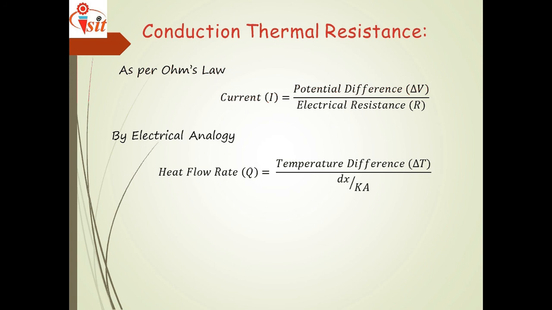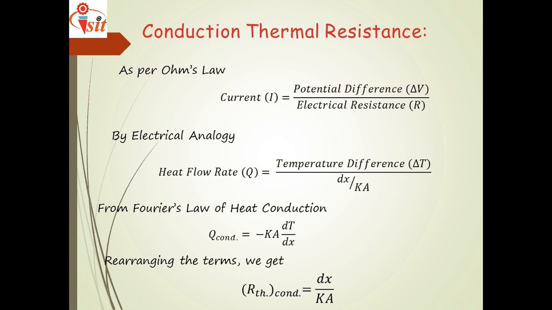Now just compare these two equations. From Fourier's law of heat conduction, we get Q conduction is equal to minus KA dT upon dx, and thereby we get R_th conduction is equal to dx upon KA. That is, conduction thermal resistance is equal to dx upon KA, where dx is the breadth or thickness of any material, K is thermal conductivity and A is the area perpendicular to the direction of heat flow.